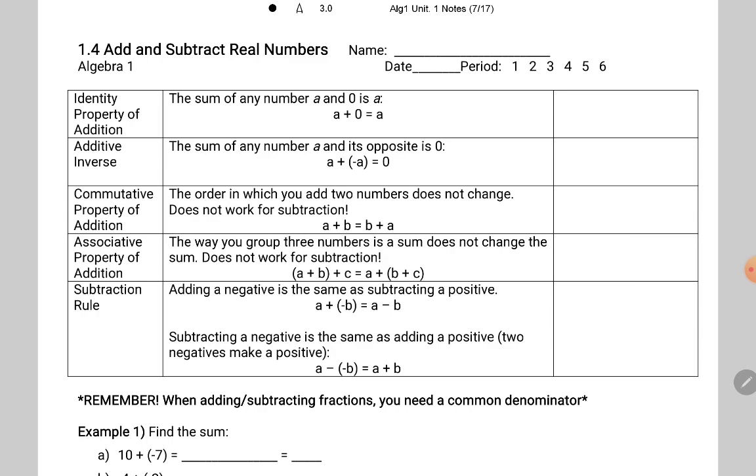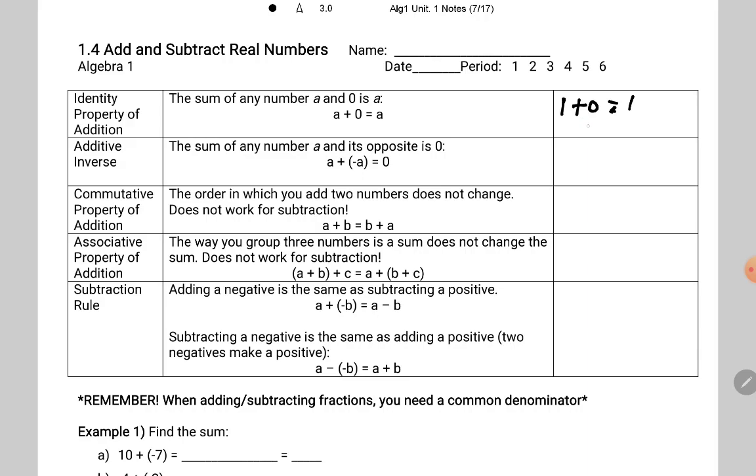Looking at our vocabulary, the first one is called the identity property of addition. Basically what this says is if you take any number, so A, and you add 0 to it, you get A. So if you take 1 and add 0 to it, it still stays 1. If you have 2 and you add 0 to it, it still stays as 2.